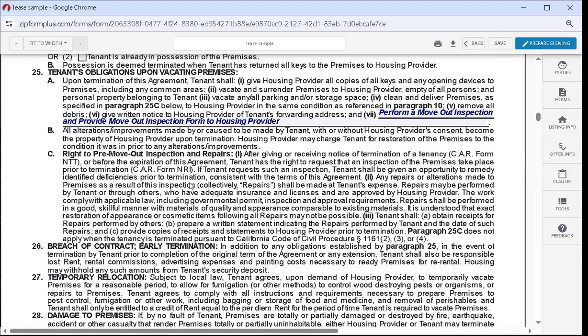Is there a form on that, Christine? Because I don't use it. Okay, I'll pull that up, the pre-move-out. So we'll look at that together. Thank you, Christine.